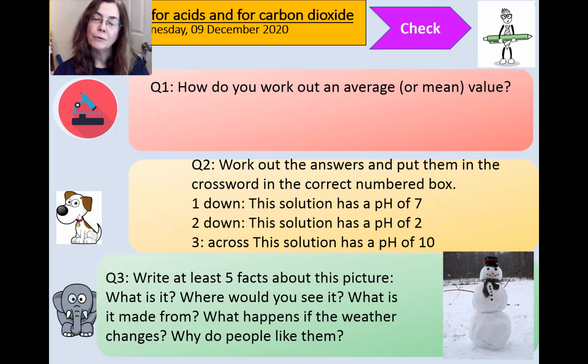Okay, so get yourself a green pen and you can mark your answers. Make sure you do use the green pen, because that's going to show you where you might need to revise in future. Okay, so please self-assess your work. Once you've done that, move on to the next slide.